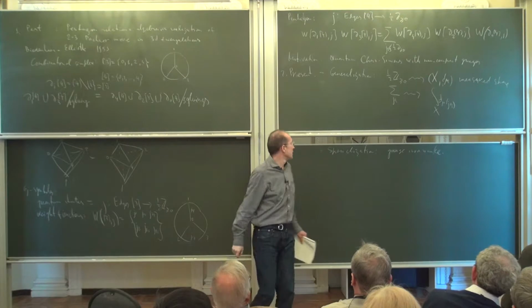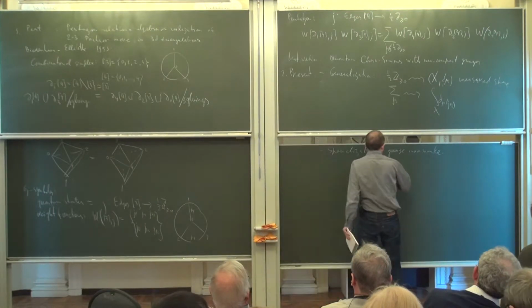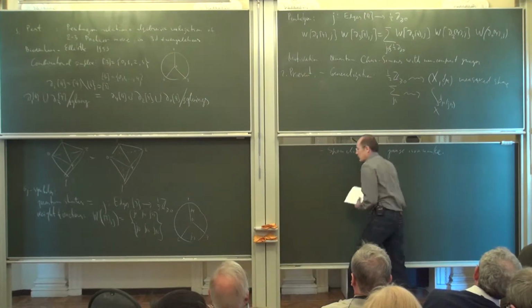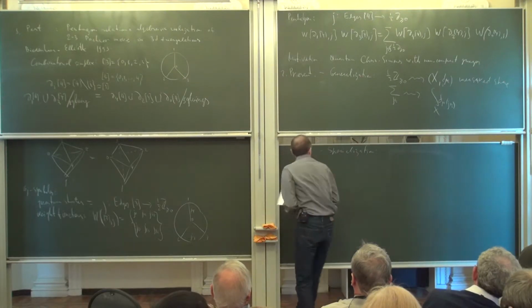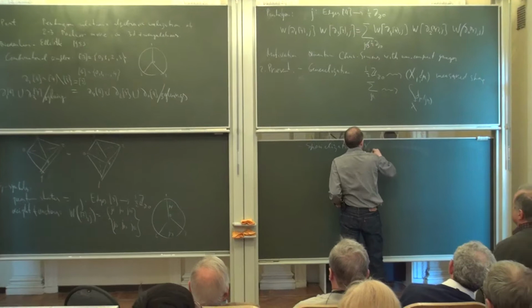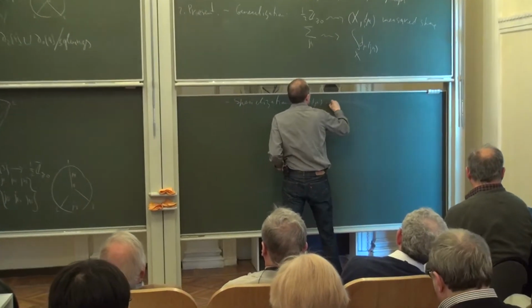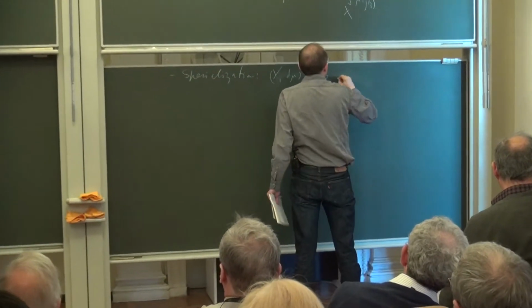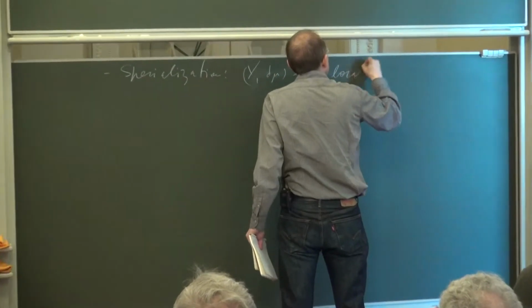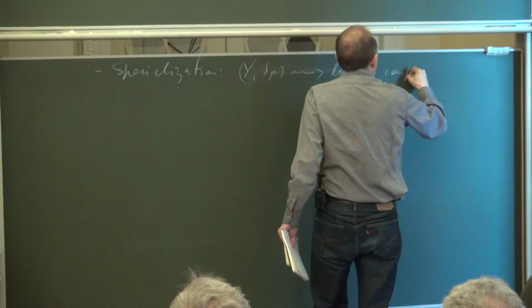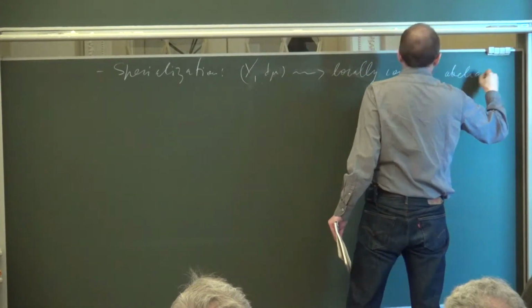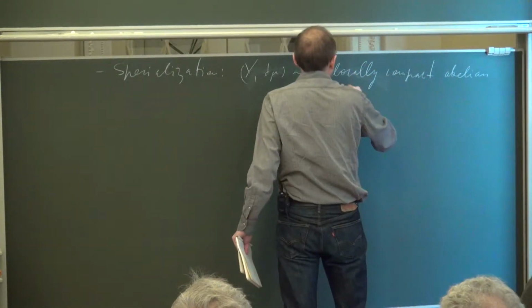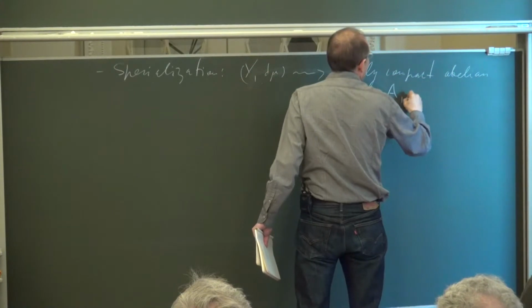So what is gauge invariance here? But first there are two things in specialization. So measure space will be replaced by a locally compact abelian group, A.